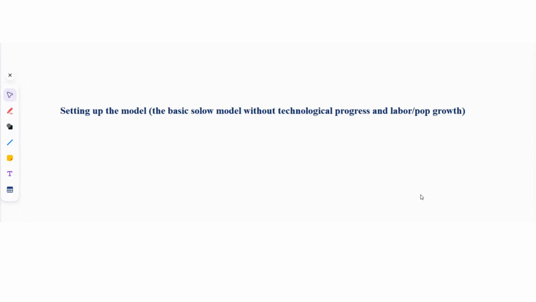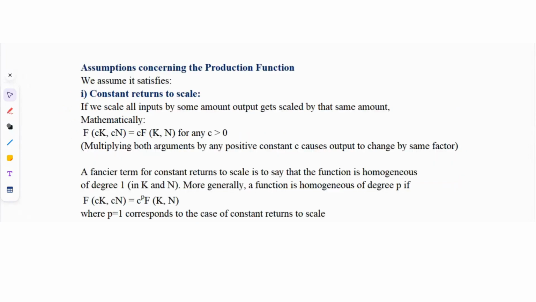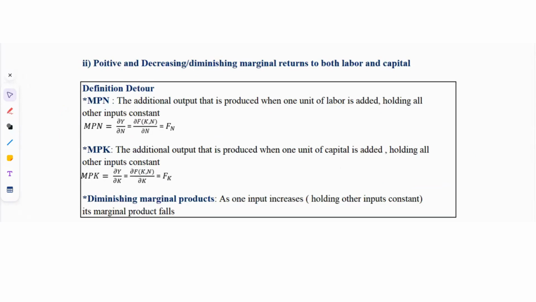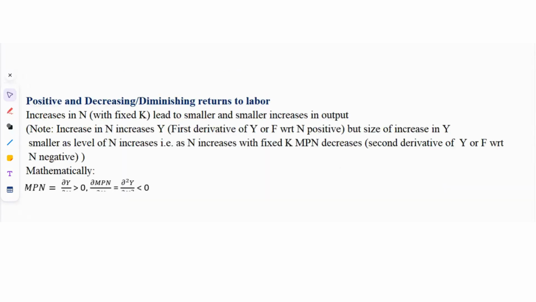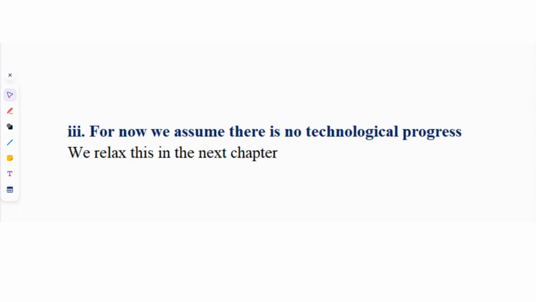We were talking about the Solow model without technological progress and population growth. We started off with the setup of the model, where we first discussed the production function. And here we talked about the assumptions that we make regarding the production function, where we talked about constant returns to scale. Then we talked about positive and decreasing marginal returns to both labor and capital. And then we talked about how we're assuming that there is no technological progress.